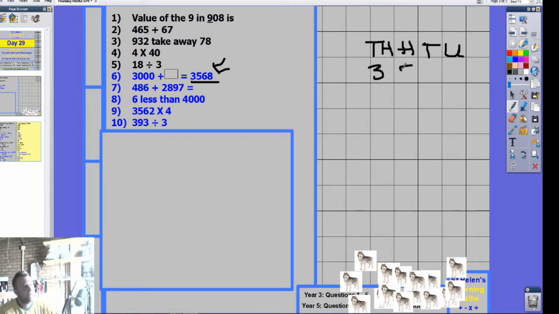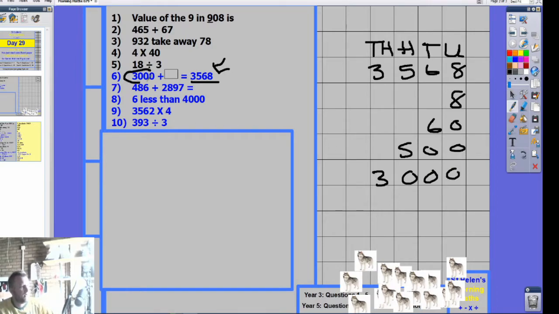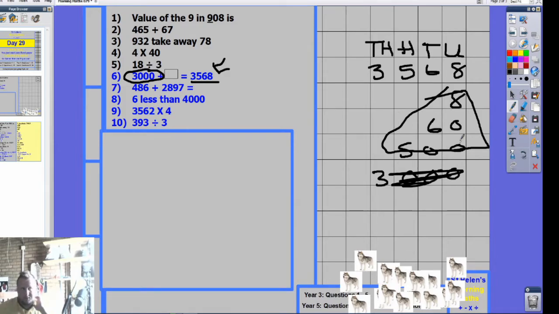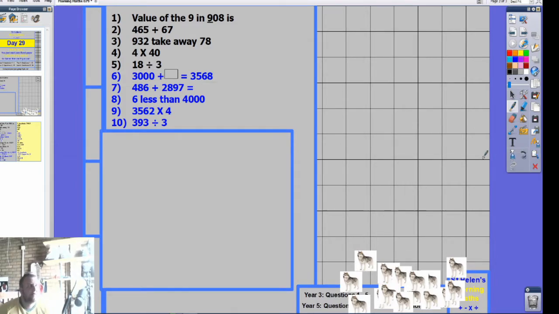3, 5, 6, 8. And what I'm going to do is split these up completely: 8, 60, 500, 3,000. What have they given you already? They've already got 3,000 there, so let's get rid of that one. The 3 numbers that are missing are 8, 60, and 500. So if you wrote 3,000 plus 500 plus 60 plus 8, you've got the right answer. Well done.